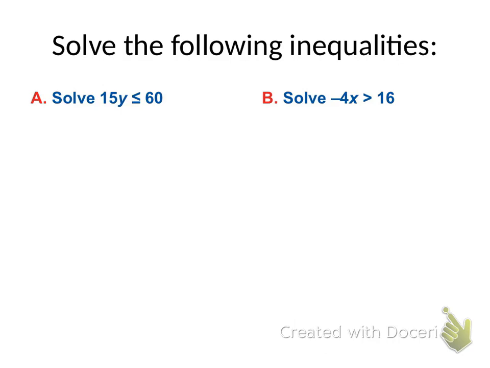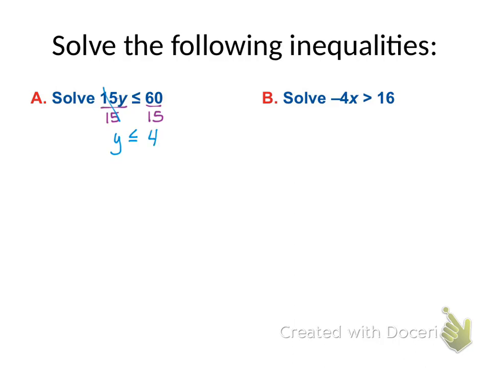All right, let's solve this first one here on the left. It says 15y is less than or equal to 60. So to get y by itself, the opposite of multiplication is division. So I'm going to divide both sides by 15. That'll disappear, and that gives me y. I'm going to use the same symbol because I did not divide by a negative. I divided by a positive, so I'm not flipping here. And 60 divided by 15 is 4.